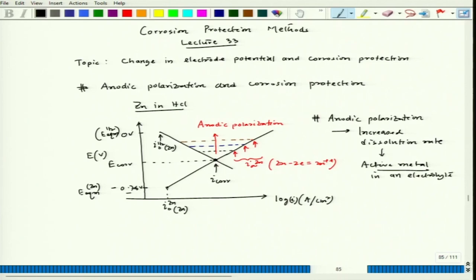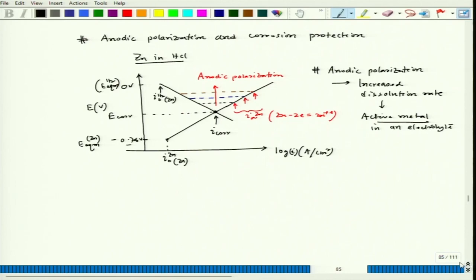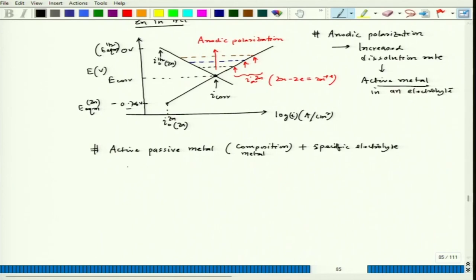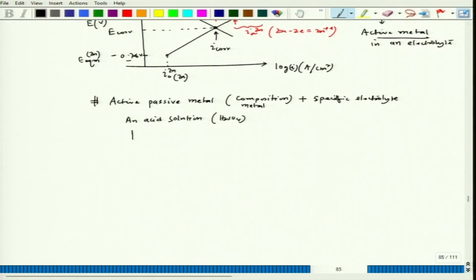Now let's see what happens if we have an active passive metal. And this is of course specific to the composition of the metal plus the specific electrolyte. Now, let's say in an acid solution, let's say H2SO4, a steel shows active passive behavior. Okay, so then I can have this very nature.